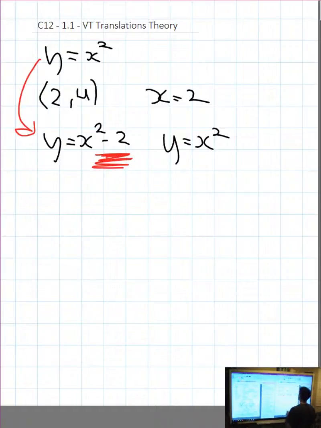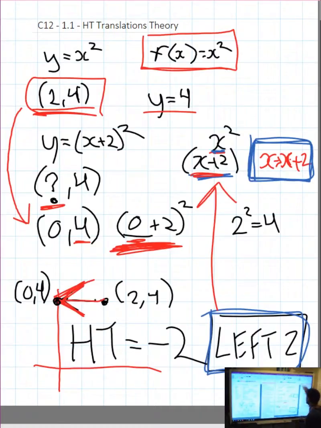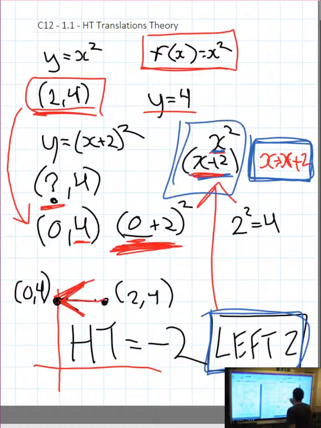-2 over there? Well, in the last section, the page of theory and last video, we learned that we always substitute the opposite operation for the variable. So when I wanted to move the graph to the left 2, that means that I want to subtract 2 from all the x values. I substitute the opposite operation, and I substitute x plus 2 into the equation, as seen here.